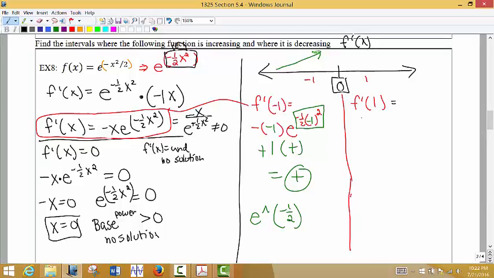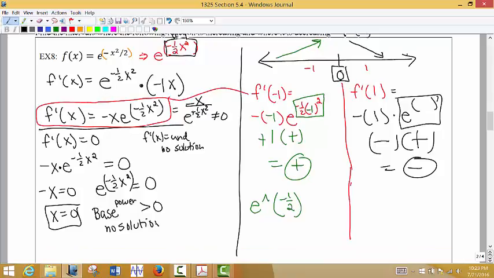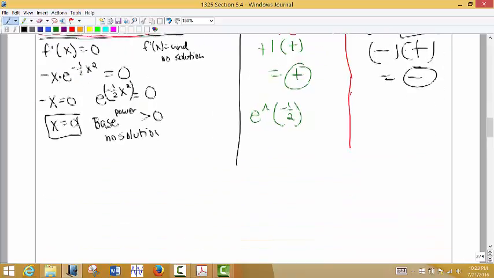F prime of positive 1, so let's put that into our function. I'm going to put parentheses everywhere I have an x, so negative parentheses times e to this exponent. And remember, once again, it doesn't matter what that exponent turns out to be, so I'm not going to even plug it in for this part. We know that this will always be something positive. So I'll put the 1 here. We get negative 1 times e to that power. So a negative number times a positive number, we're going to get something negative. And we know that if we're negative, we have a negative slope, so the function is decreasing for that particular interval.